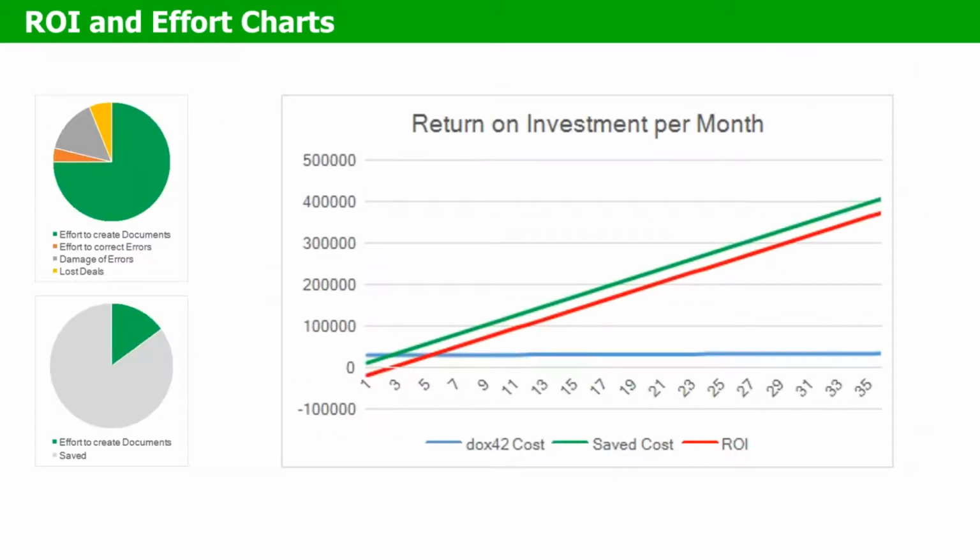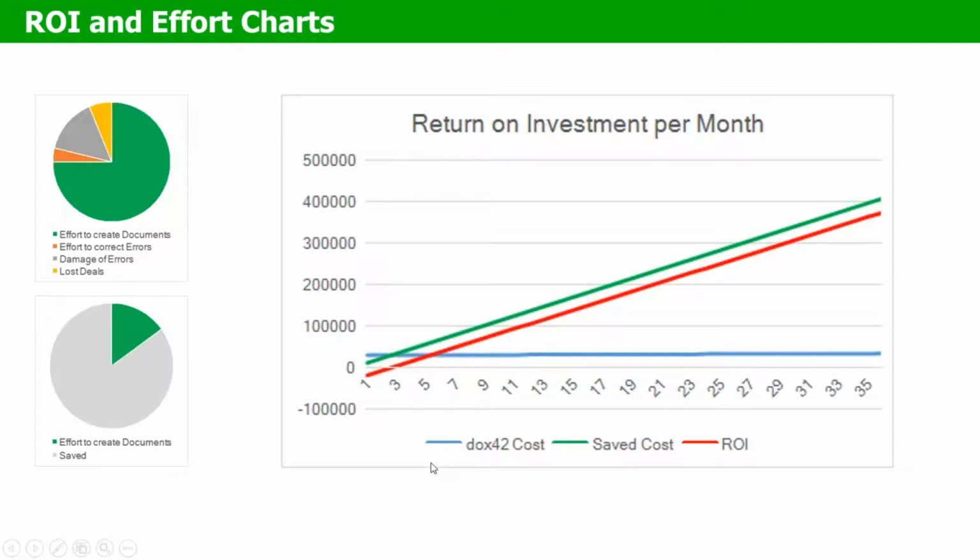Let's have a look at some charts. First, you see how this effort is divided. So the main effort goes into the manual document creation in that case, and the lost deals and the damage from errors, and so this is not the main part. So this is the main part of effort, and this is where you can save a lot.